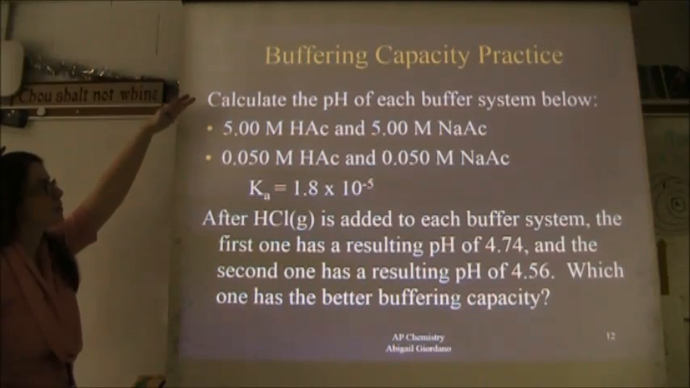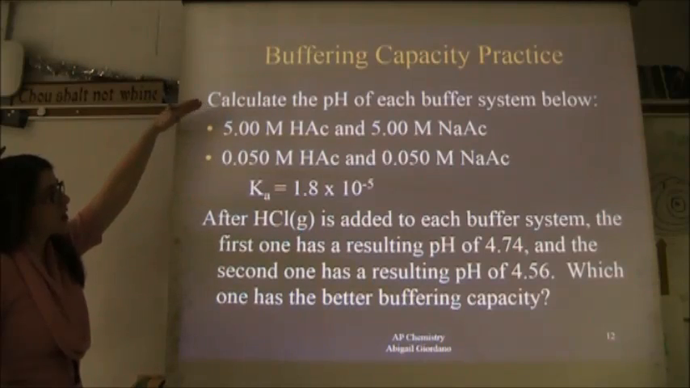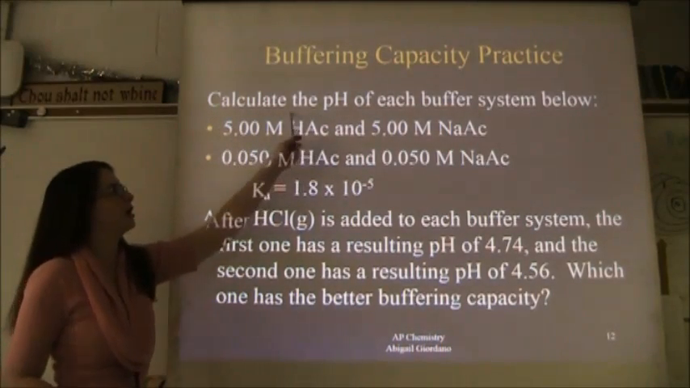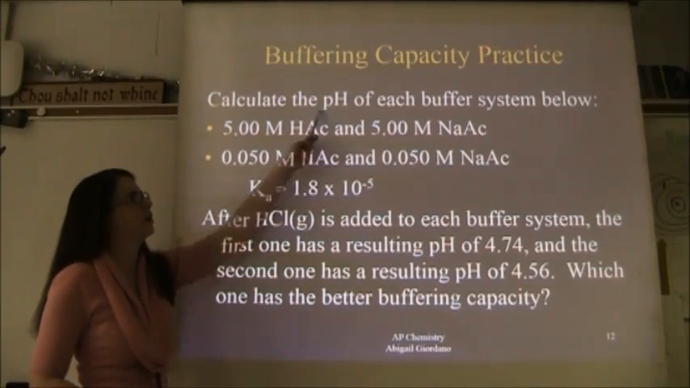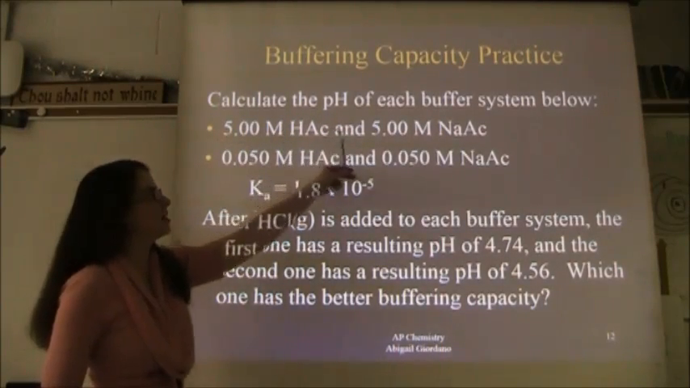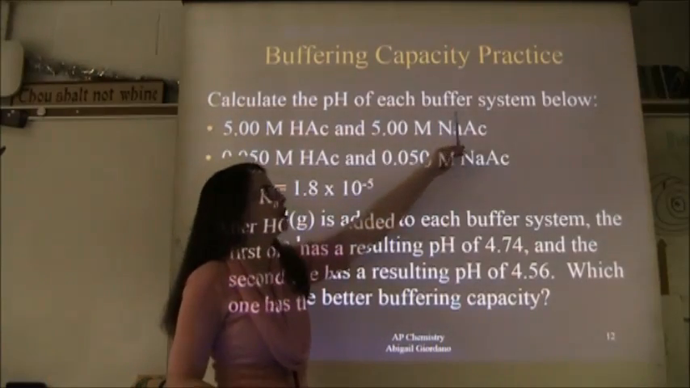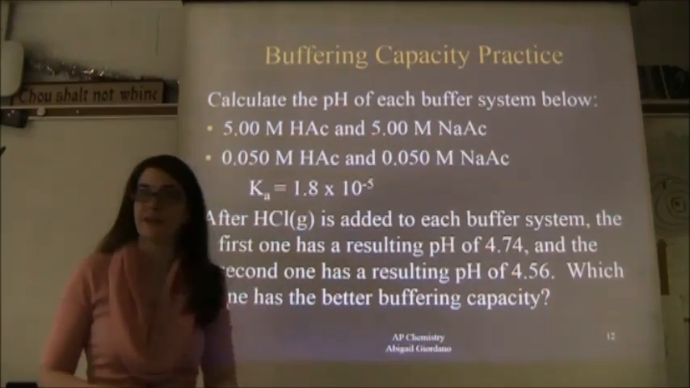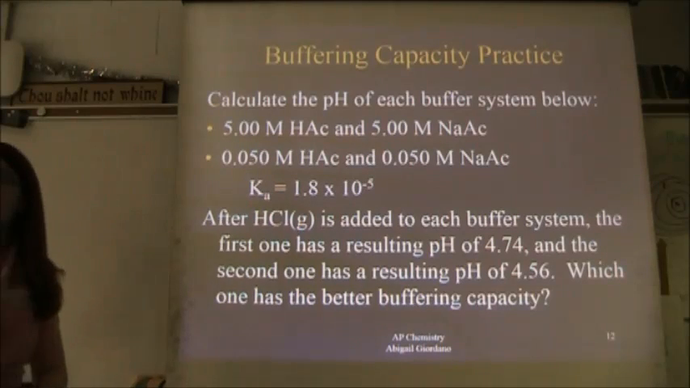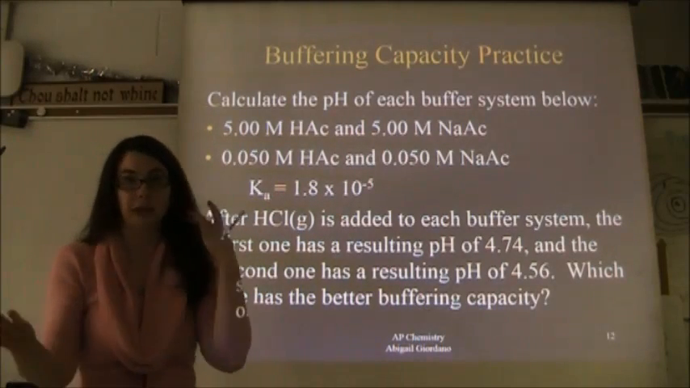It says, calculate the pH of each buffer system below. What am I trying to say with this right here? Acetic acid, okay? 5 molar acetic acid and 5 molar sodium acetate. That's a buffer. Guys, how do you find the pH of a buffer system? How do you do that? You use Hendy-Haas. Okay, let's do that.